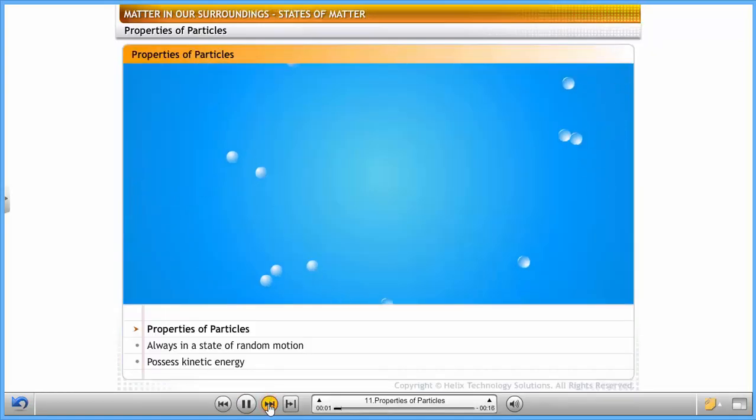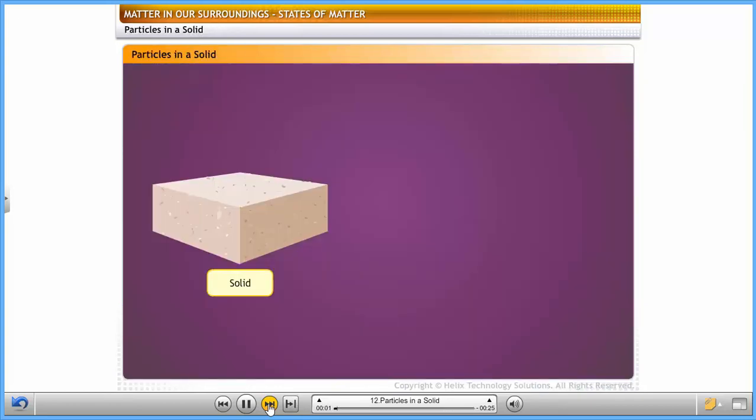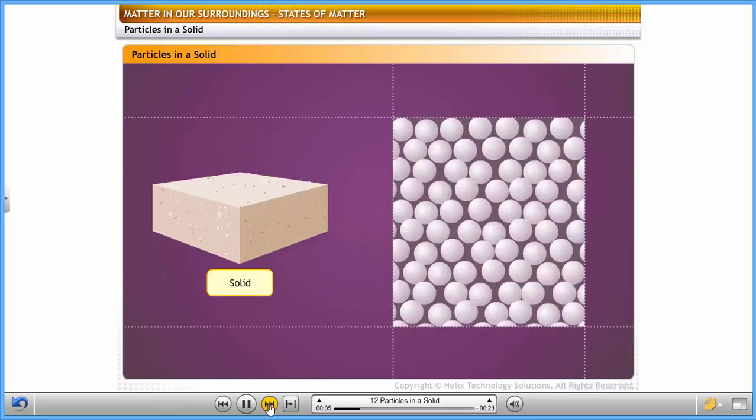See this. Particles in matter are in a constant state of random motion, and hence they possess kinetic energy. They also attract each other, but this mutual force of attraction is effective only when the particles are very close to each other. When the particles are bound together firmly, as you can see here, they form solids.